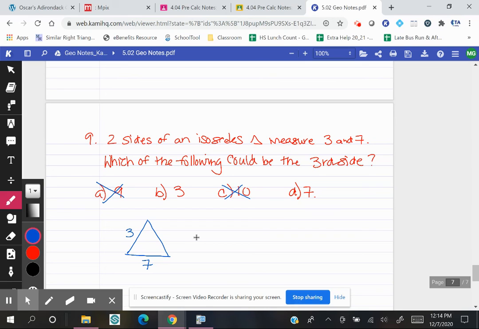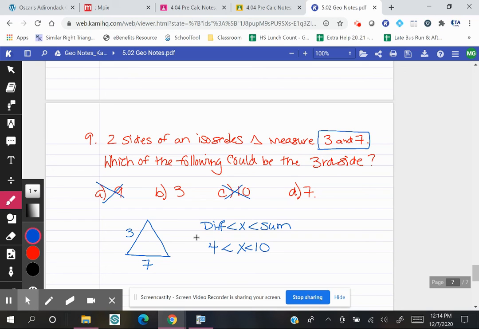So whenever we have a triangle, the sum of any two sides must be greater than the third. So let's use our sum difference rule, since this time we're given two actual values. So I'm going to take the difference of those two and the sum. And I know that any number side length between those two values will work. So 7 minus 3 is 4. And 7 plus 3 is 10. So any number between 4 and 10 will work.